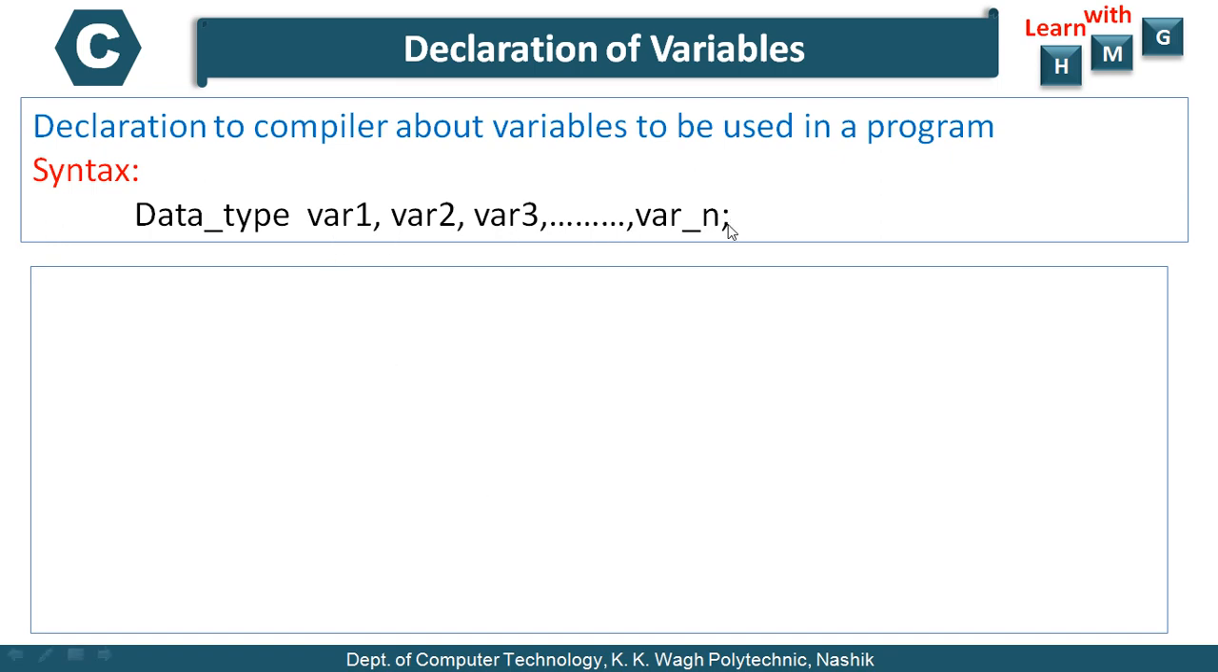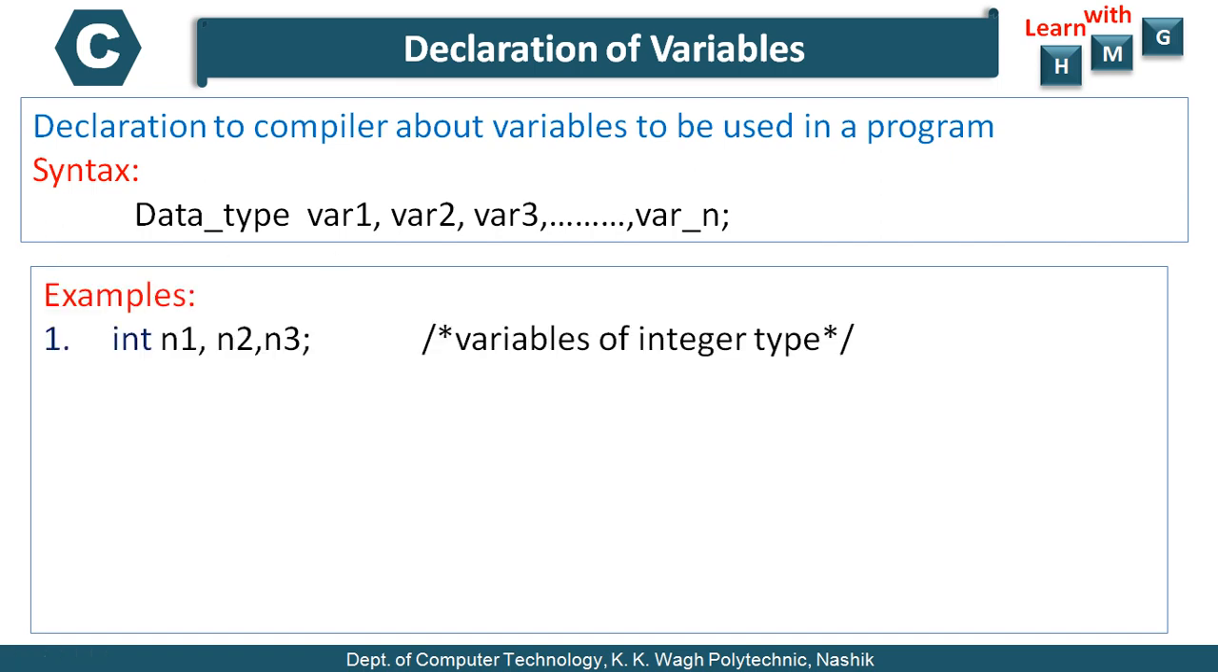For example, I want to declare variables of integer type. I will declare like this. Suppose n1, n2, n3, these are integer type variables, declared as int, then space, n1 comma n2 comma n3 semicolon. What does it indicate? It indicates that n1, n2, n3 are variable names of integer type, meaning they are going to represent integer values. Char ch. So here ch is a variable which represents a character type value, a single character.